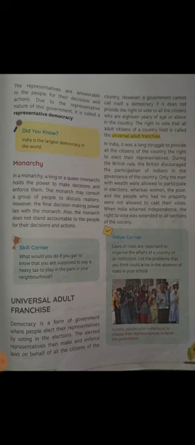citizens who are 18 years of age or above in the country. The right to vote that all adult citizens of a country hold is called the universal adult franchise. It means what? Universal adult franchise is the democracy of a government where people elect their representative.